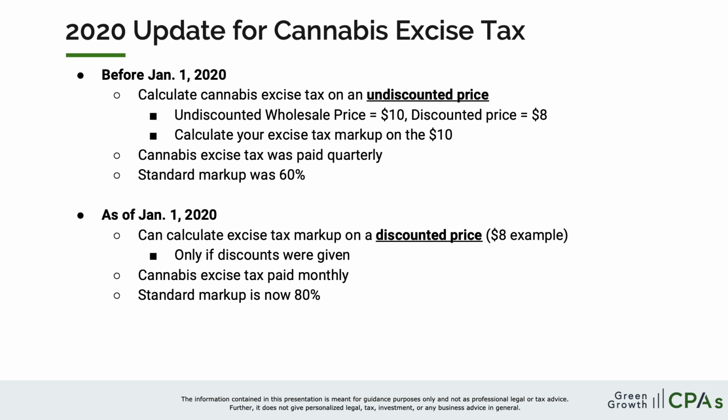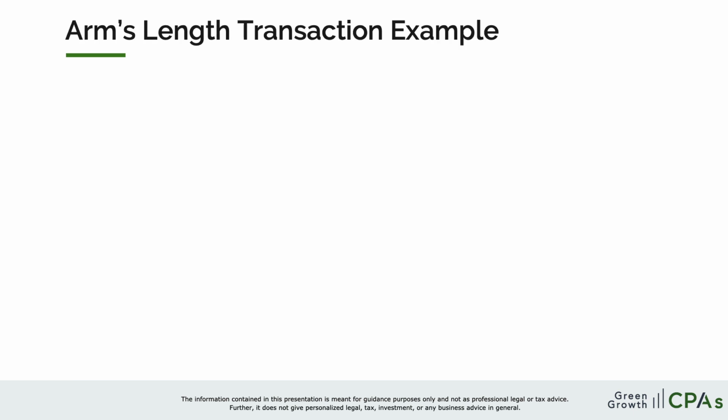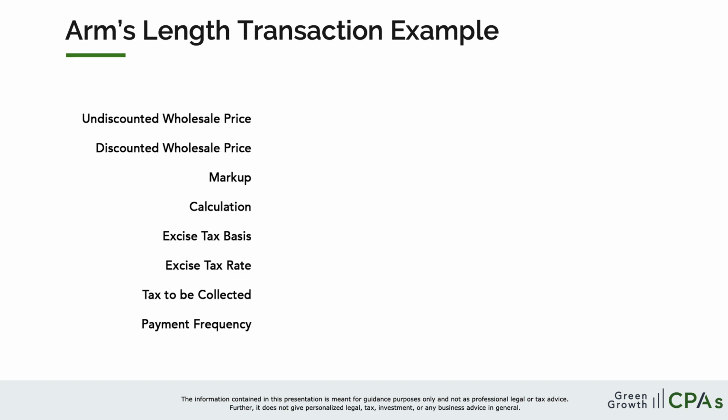So let's look at an example of how this actually shakes out with some real numbers here. Here's an arm's length transaction example. On the left side, the first column, you're going to see all the different things we're going to talk about: undiscounted wholesale price, discounted wholesale price, markup, calculation, excise tax basis, the excise tax rate, the tax to be collected, and the payment frequency.